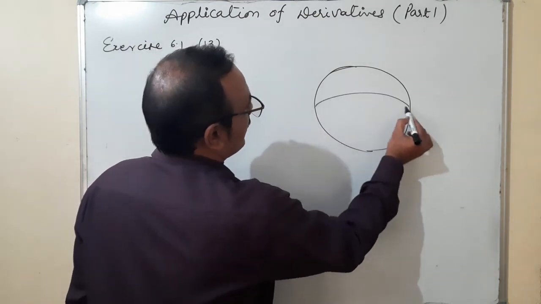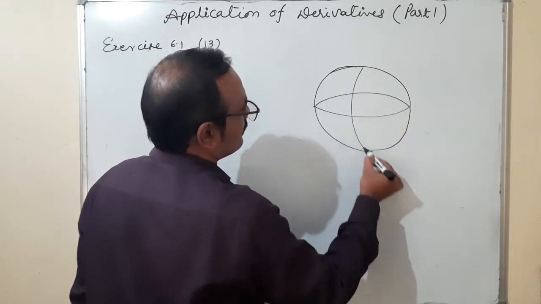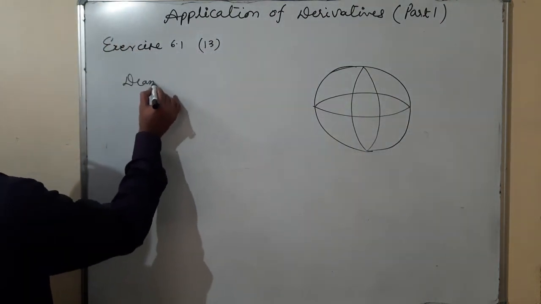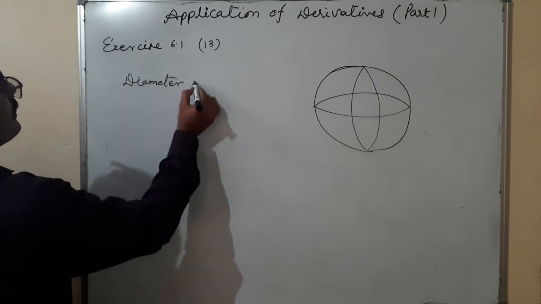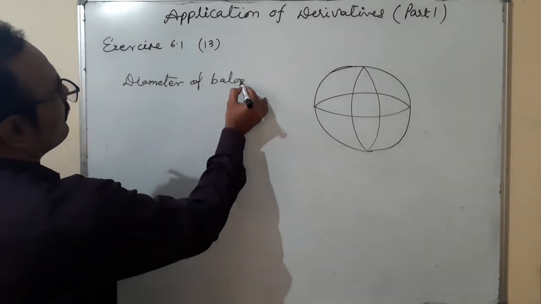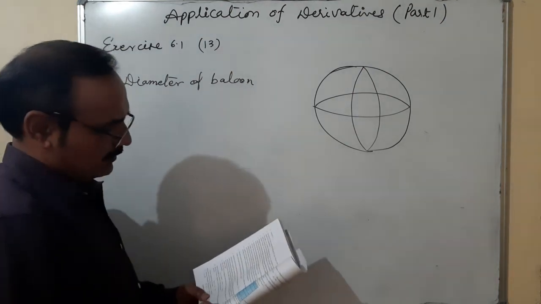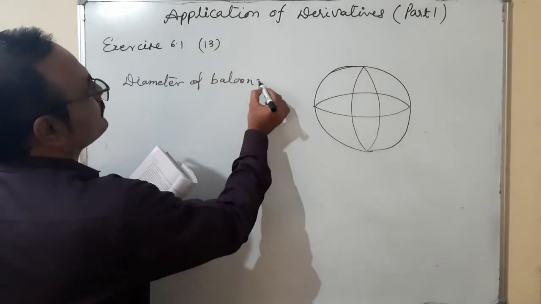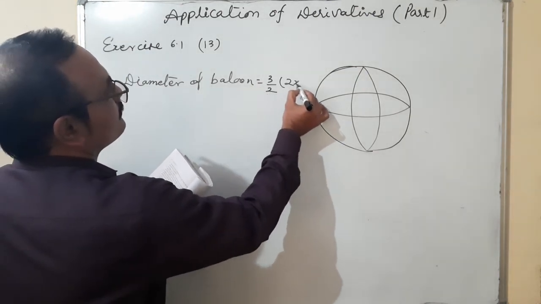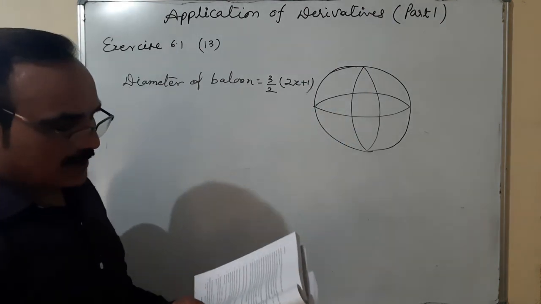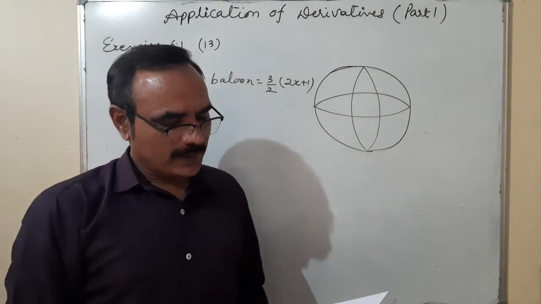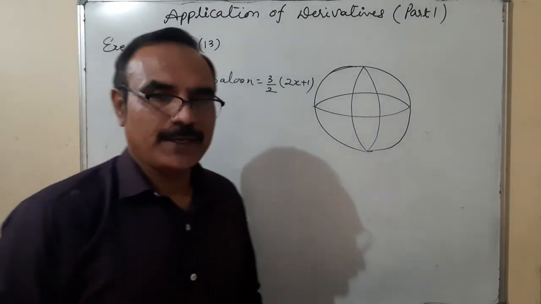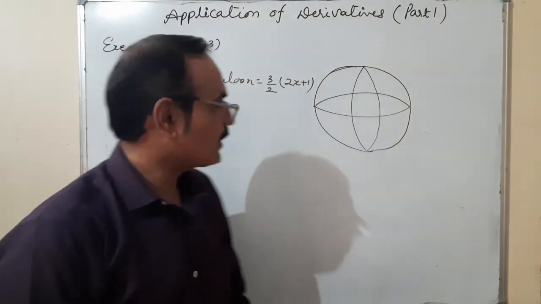So given that the diameter of the balloon is equal to 3 upon 2, 2x plus 1. Find the rate of change of its volume with respect to x.